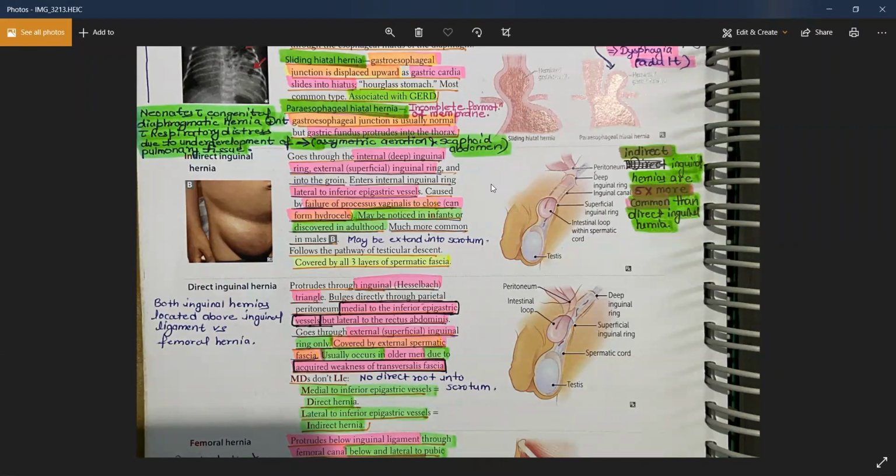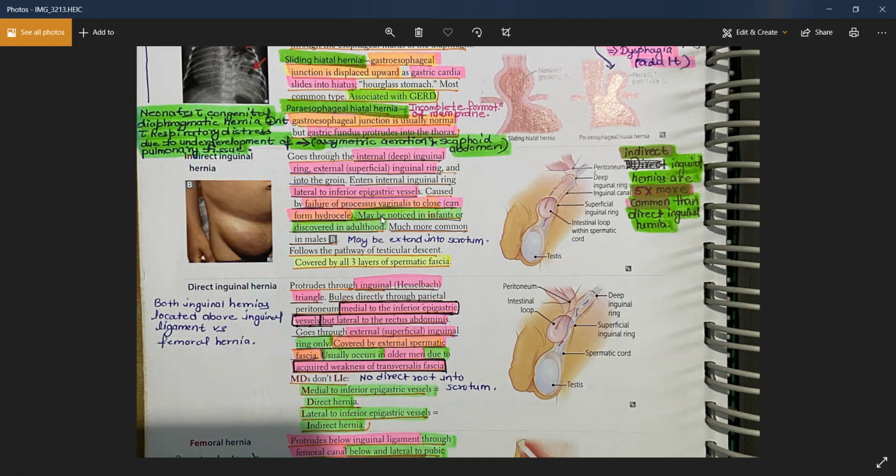So now you get a close connection, because the processus vaginalis is not closed. There will be a close connection between the testis and the abdominal contents, and these contents can easily pass through this peritoneum and enter the testis. So they generally happen because of a failure of the processus vaginalis to close.